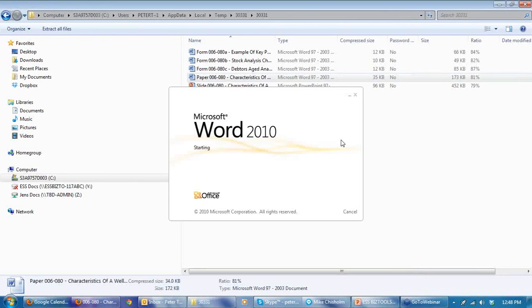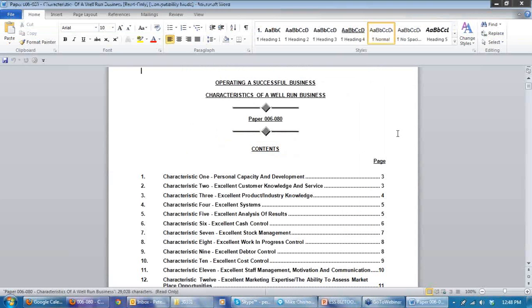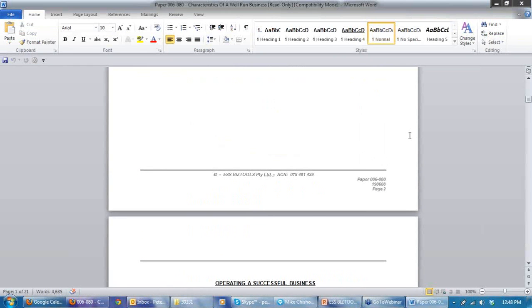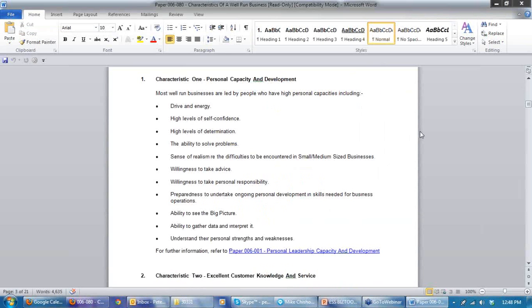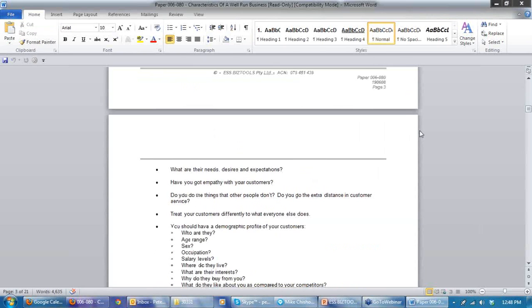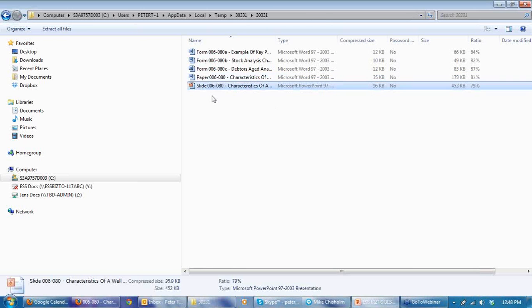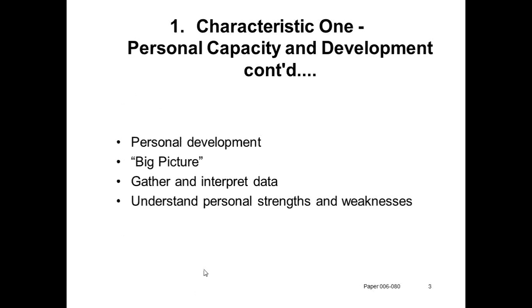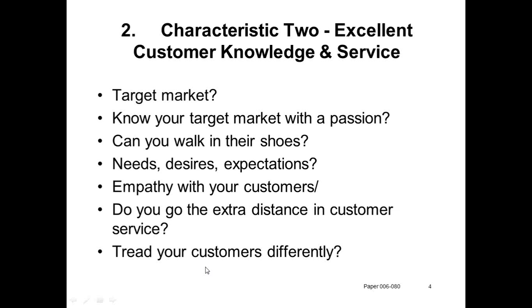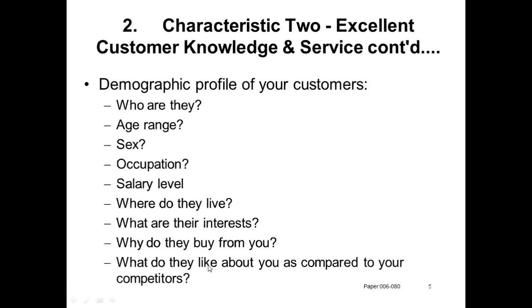It's got an index. It's looking at 20 characteristics of well-run businesses, and the material is there for you to look at. We also have a set of PowerPoint slides for each paper, and you can place your logo onto these PowerPoint slides if you wish. They're prepared, ready for you to use.